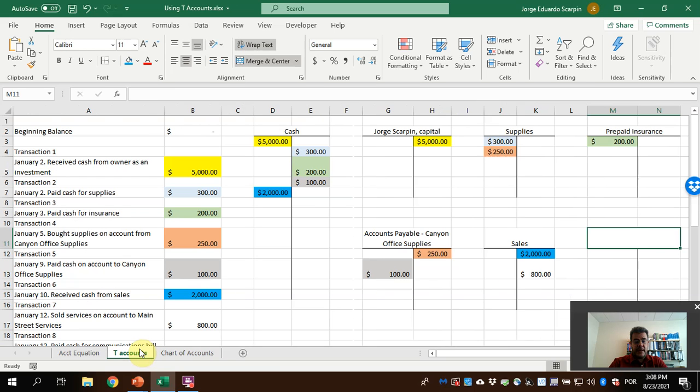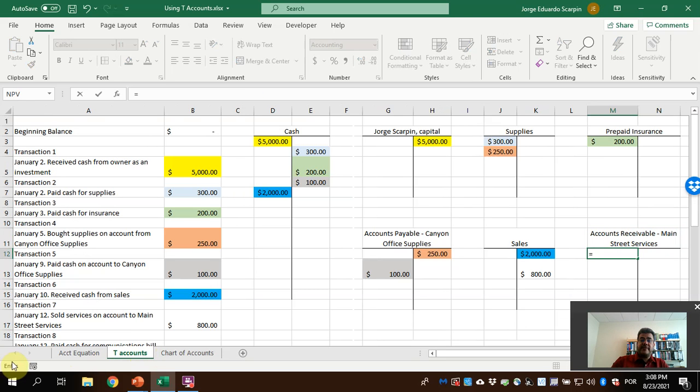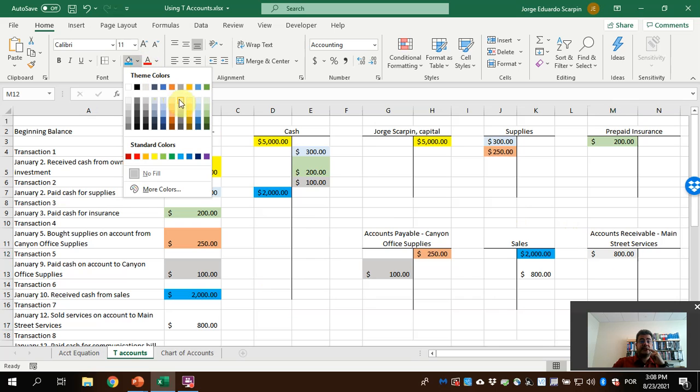So accounts receivable, Main Street Services. And a debit, because we are increasing this asset, because it's the right to receive money. So it is an asset.